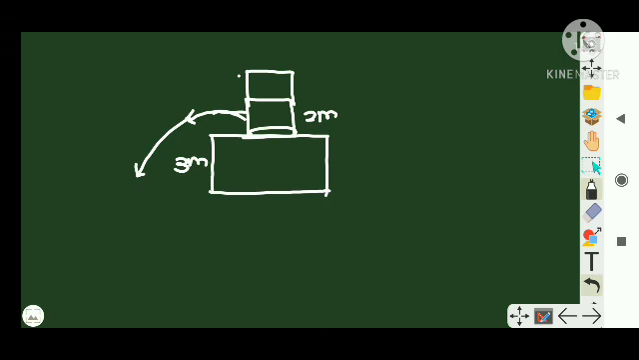Hope you have understood the question now. I have drawn the figure. Radius is 1 meter, I forgot to mention that. Right, this is the scenario. So an orifice is made at the bottom, right?